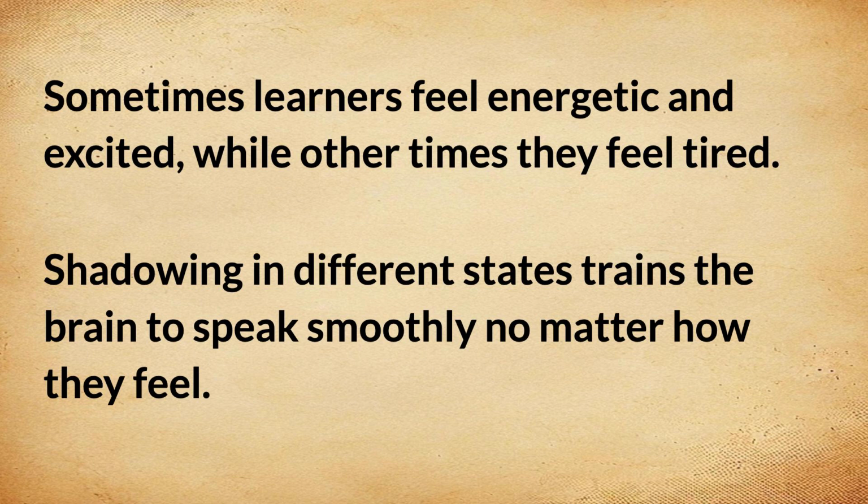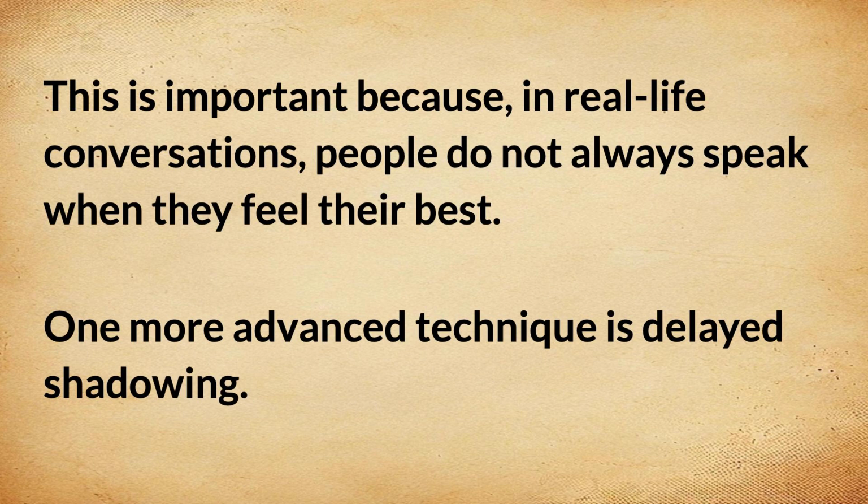Sometimes learners feel energetic and excited, while other times they feel tired. Shadowing in different states trains the brain to speak smoothly no matter how they feel. This is important because in real-life conversations, people do not always speak when they feel their best.